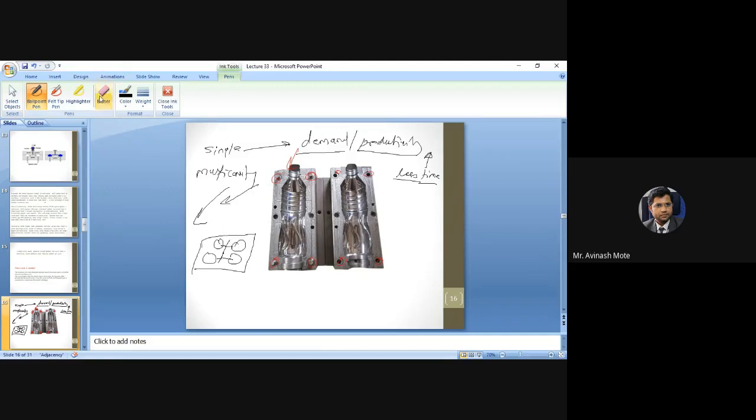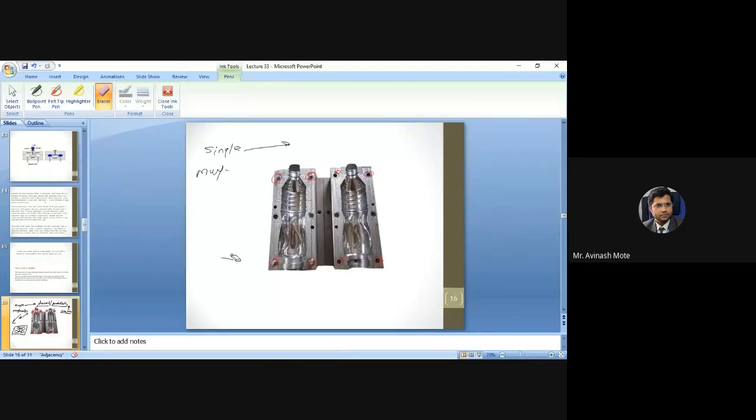And when the product size is larger, the basic difference I told you: very small size products will obviously have less cost. So you cannot invest more time, more money, or even more material for the manufacturing of that component. In the case of, for example, this single bottle, this is single cavity type.